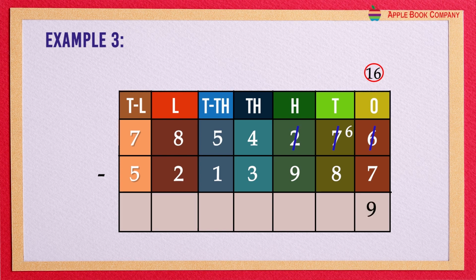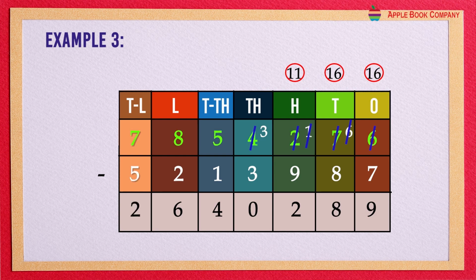Subtracting tens. Borrow 100, leaving 100 there. So it will become 16 tens minus 8 tens, which is equal to 8 tens. Subtracting hundreds. Borrow 1000, leaving 3 thousands there, which will become 1100 minus 900 is equal to 200. Subtracting thousands. 3 thousands minus 3000 is equal to 0. Subtracting 10,000, 5 minus 1 equal to 4 10,000. Subtracting lakh, 8 minus 2 equal to 6 lakhs. Subtracting 10 lakhs, 7 minus 5 equal to 2 10 lakhs.